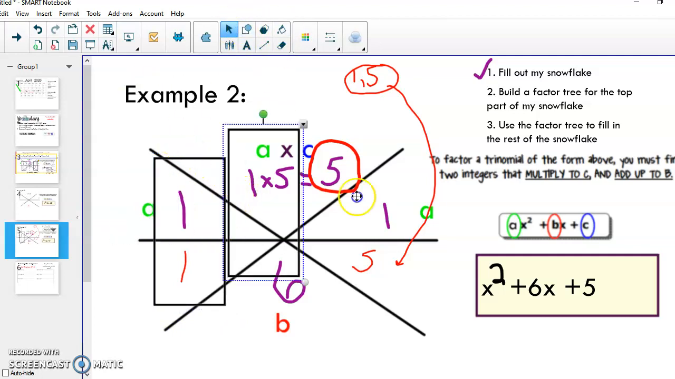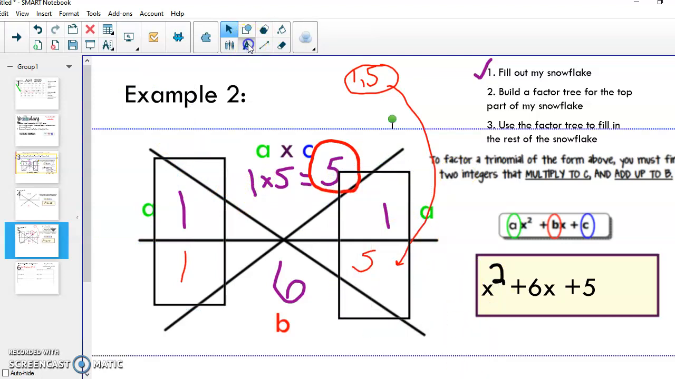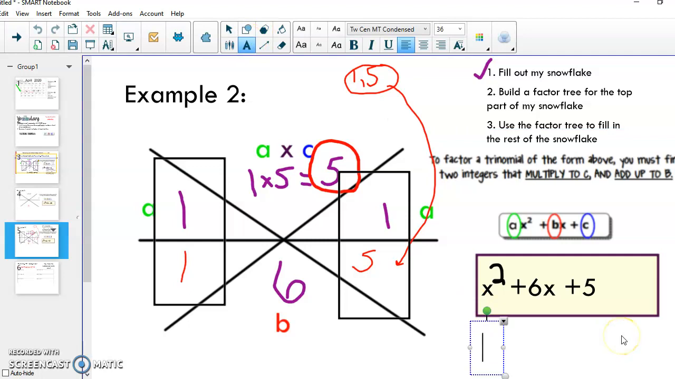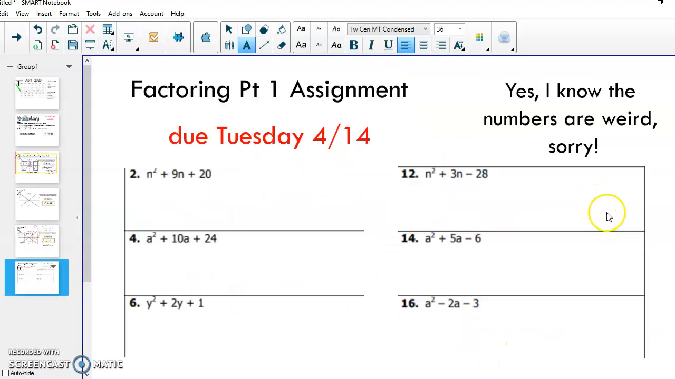We're going to write out those parentheses as our last piece of this video here for today. So I'm going to take the number on the top, my 1 as my x, and then my plus 1, and then I have my 1x plus 5 coming from my second box in my snowflake for the second set of parentheses.